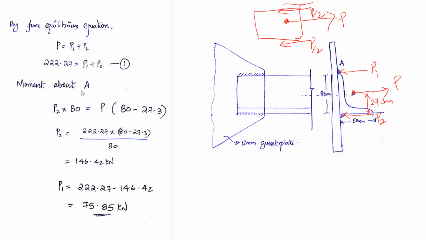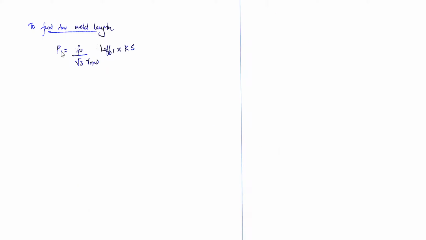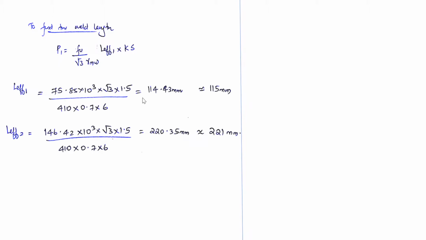So have you understood how to get the value for P1 and P2? That is, you'll consider the moment about any point and you'll find the value for your P1 and P2. This you have studied in your TOS 1. Now to find the weld length, you have the equation P1 is equal to stress into area, isn't it? That is, stress is what? Fu by root 3 into gamma mw into L effective into Ks. Ks is your throat thickness.